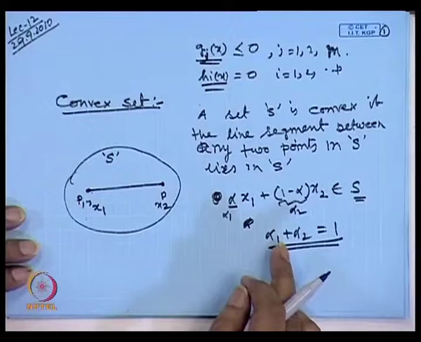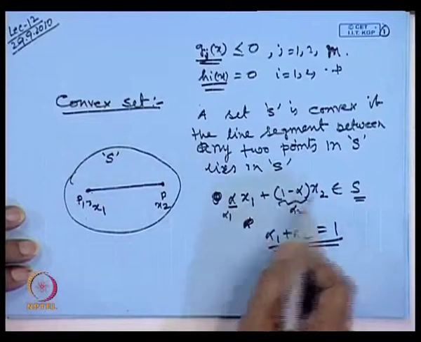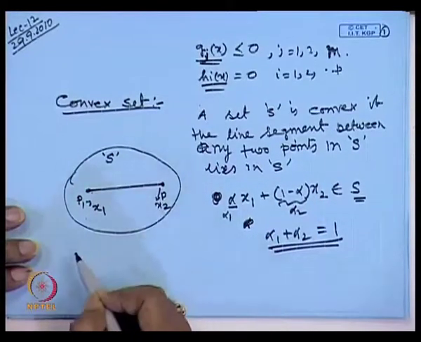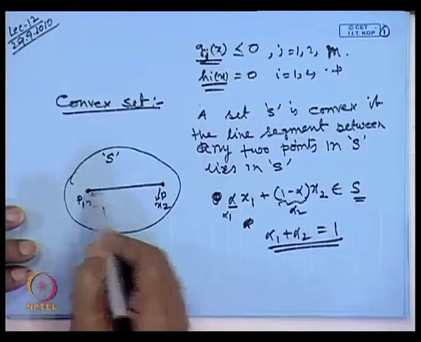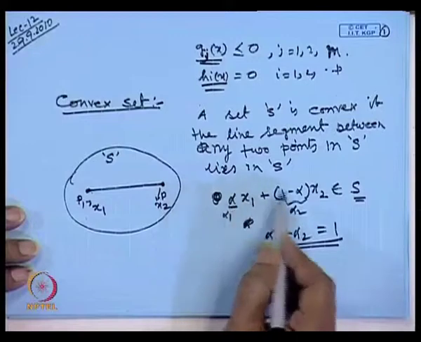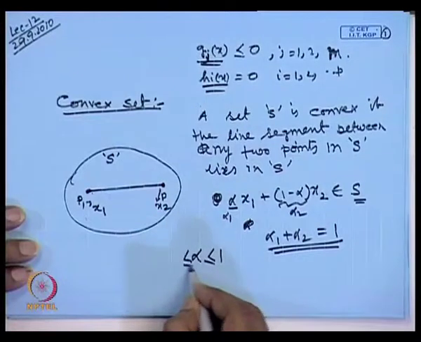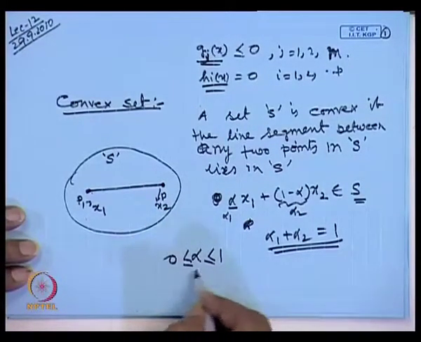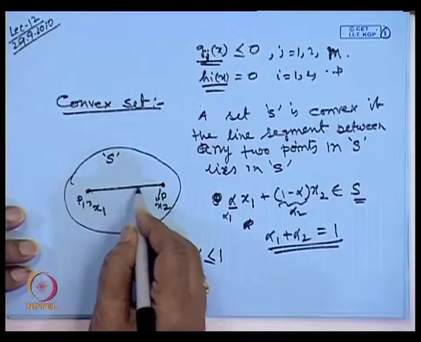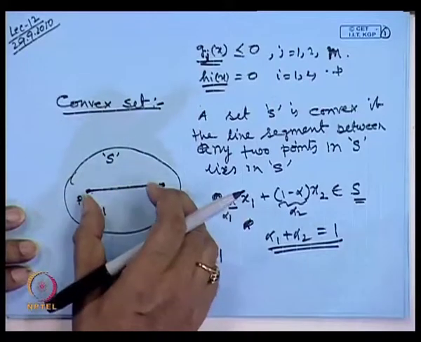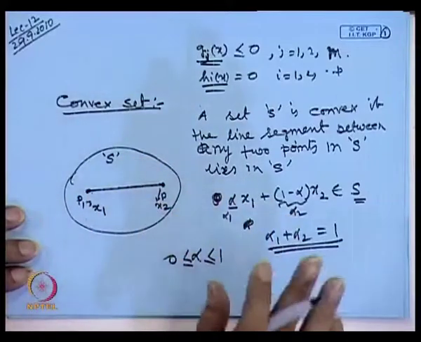When alpha is 0, it is nothing but the x2 point, and when alpha is 1, it is nothing but the x1 point. So, any alpha value between 0 and 1 indicates the corresponding point on the line. If all the points on the line belong to that set, then this will be called a convex set.